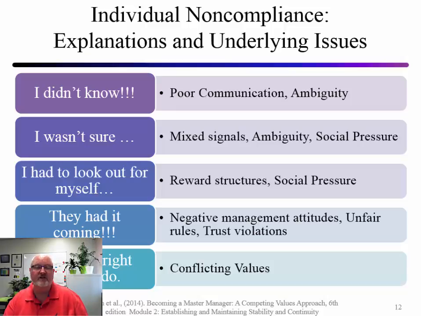A number of reasons for non-compliance are listed in this slide, from "I didn't know," "I wasn't sure," "I had to look out for myself," "they had it coming," to "it was the right thing to do." These are written as if they are mentioned responses to non-compliance of a particular system. If someone says, "I didn't know that was part of the compliance system," that can be a result of poor communication by management or ambiguity in the outcomes, and it's really important that those things are addressed. If someone says I didn't know, we don't immediately blame it on them. We look at the management systems that are in place to make sure that they should have known. Perhaps there's a training program, perhaps they sign when they understand the training outcomes. That will alleviate any poor communication or ambiguity in how we do things around here.